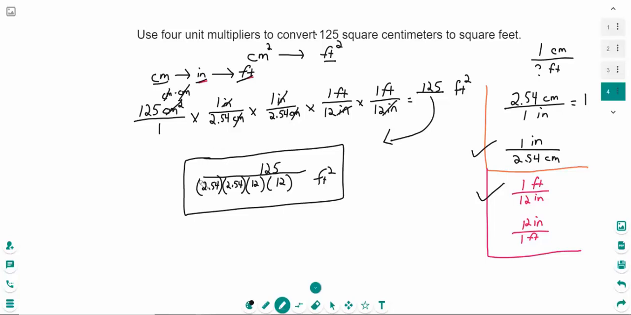All right? Do you see how we did that? And again, you can multiply all this out. You can reduce all of this and make it look nice. But the goal here is really just to make sure that you're seeing how to use these unit multipliers so we won't get bogged down with all the multiplication. You can just leave it as this, 125 over 2.54 times 2.54 times 12 times 12 feet squared. Don't forget your units. Very important in your answer. All right? Great. So hopefully that makes sense to you, Luke.